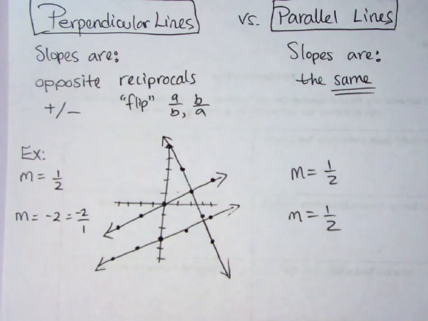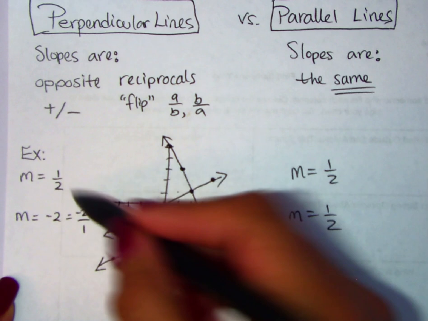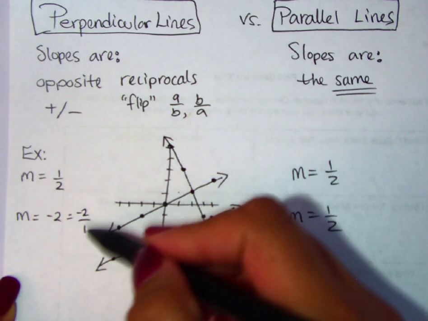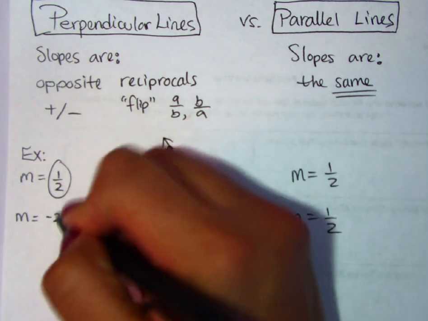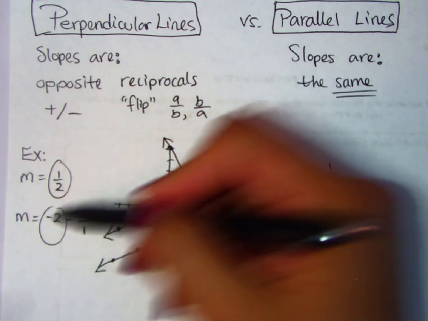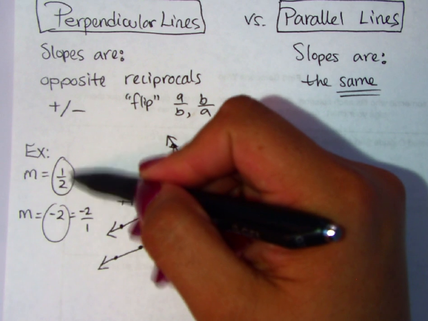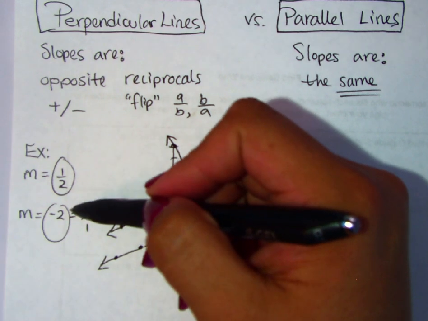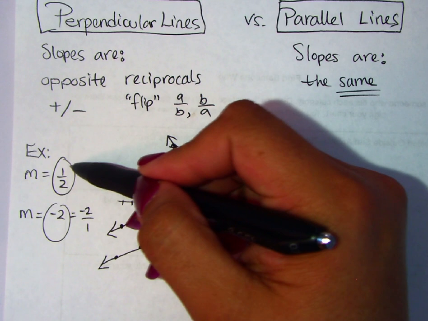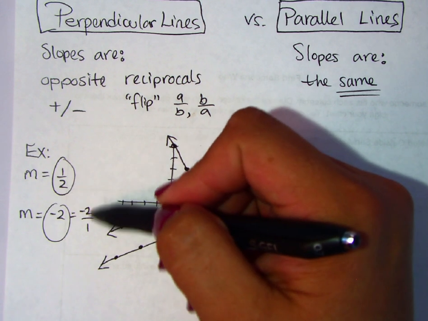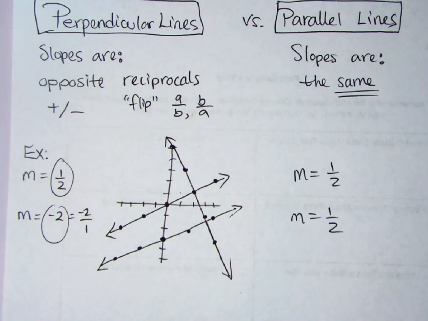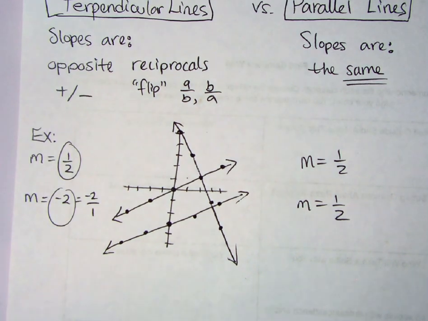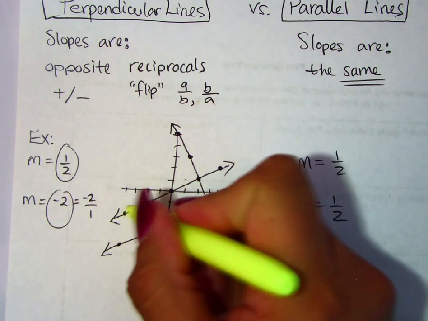So here's an example of what we're going to do in this section of the paper. You're going to be calculating the slope or sketching two lines. And if they're going to be perpendicular, you're looking at opposite signs, so one positive, one negative, and then the reciprocal, the flip version of what you're given. So for example, 1 over 2, the flip version is 2 over 1, and 2 divided by 1 just simplifies to a negative 2.